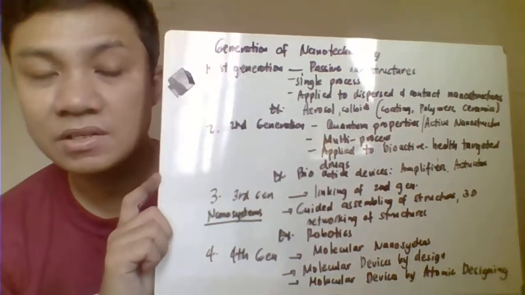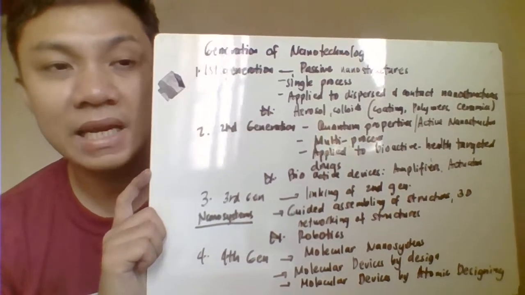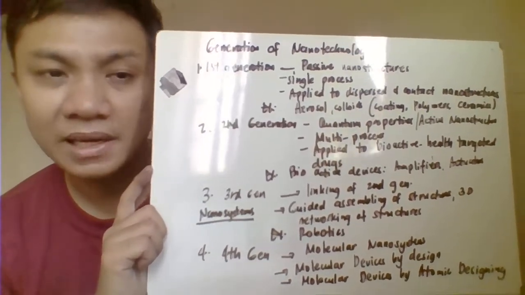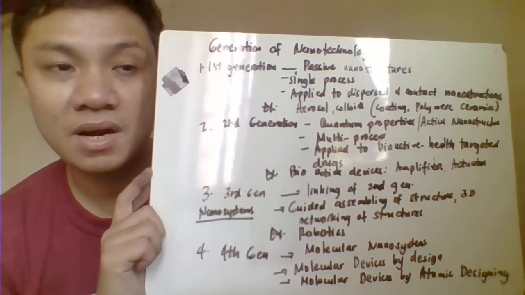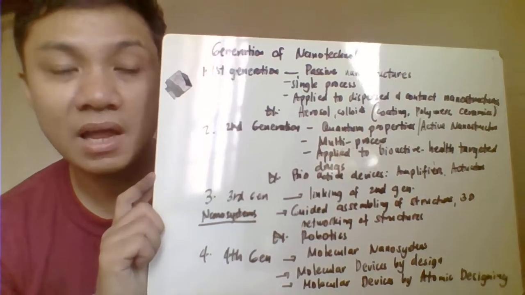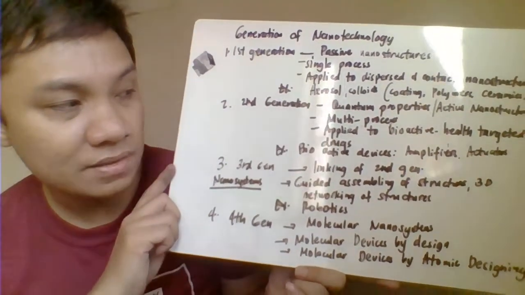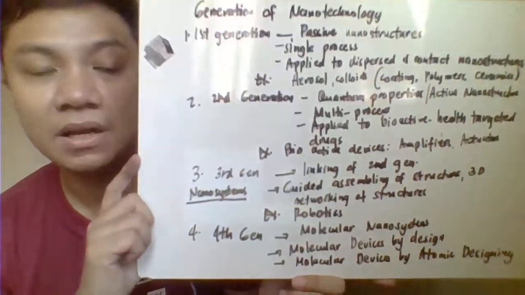The second generation, on the other hand, is multi-process. And this one already involves active nanostructures, like bioactive devices, and you could also have health targeted drugs. Bioactive devices, for example, are your amplifiers, actuators, and all.